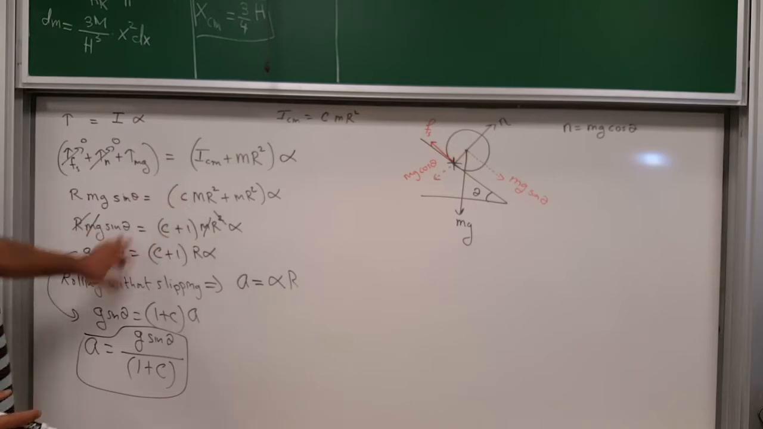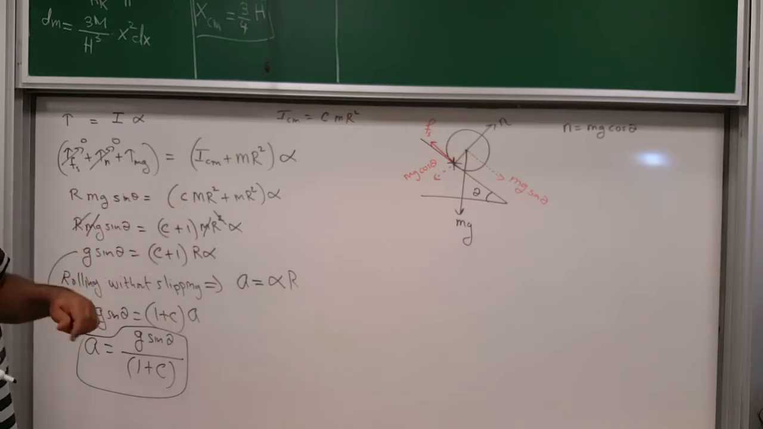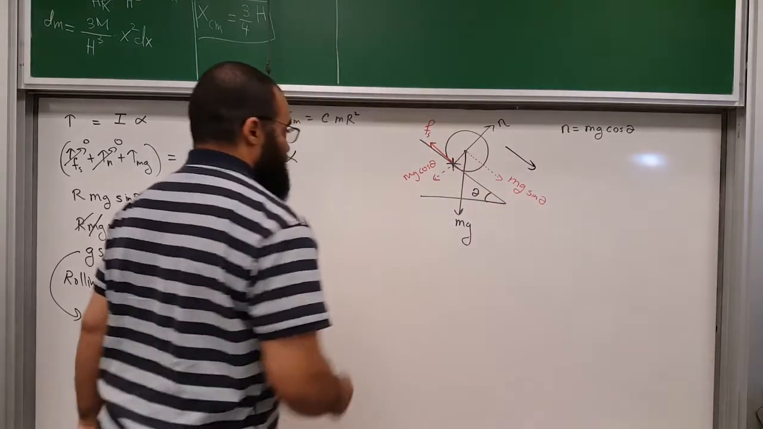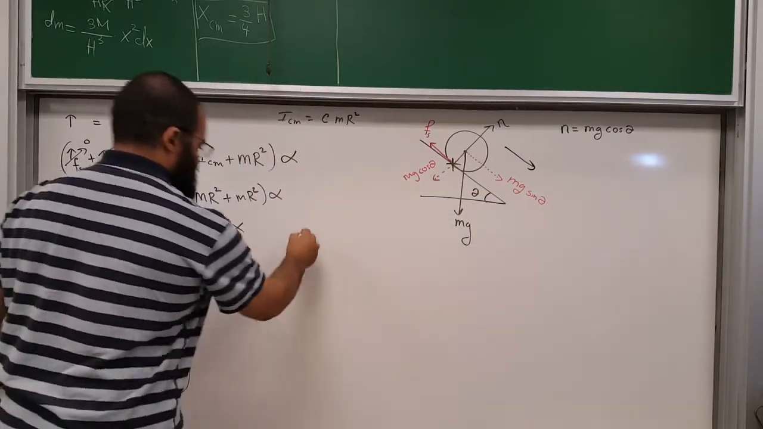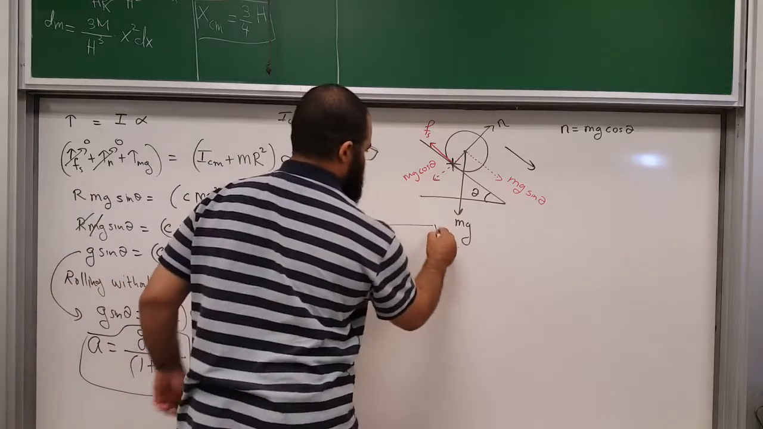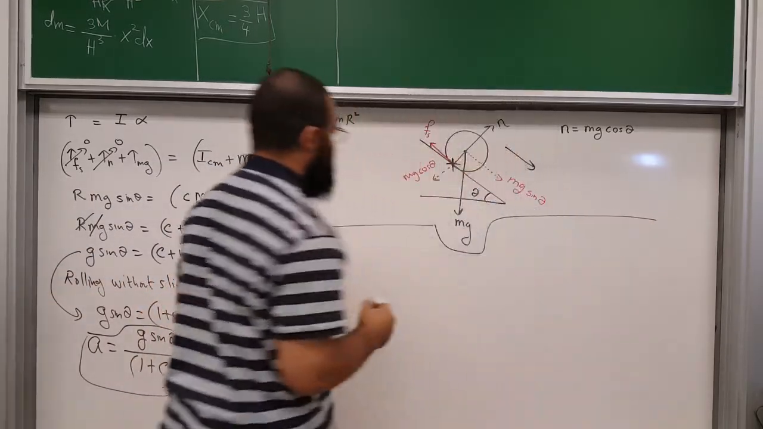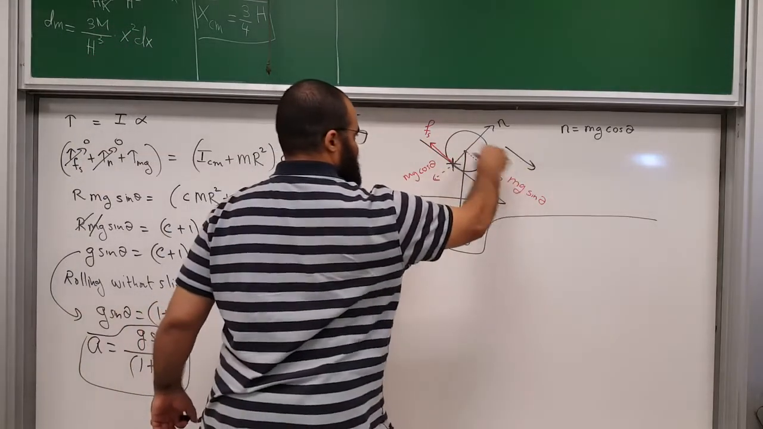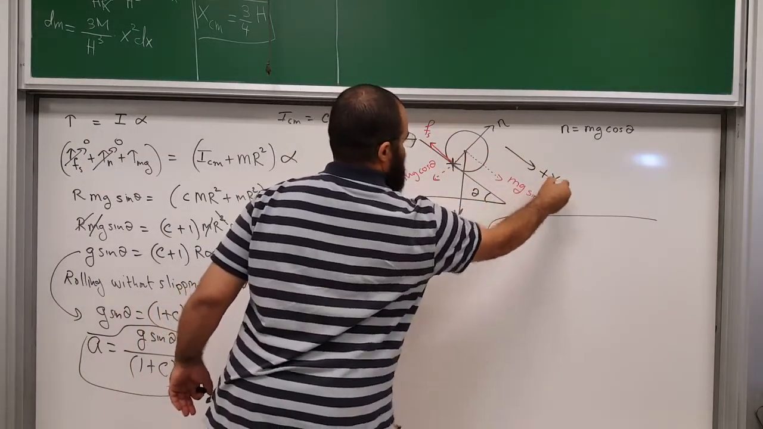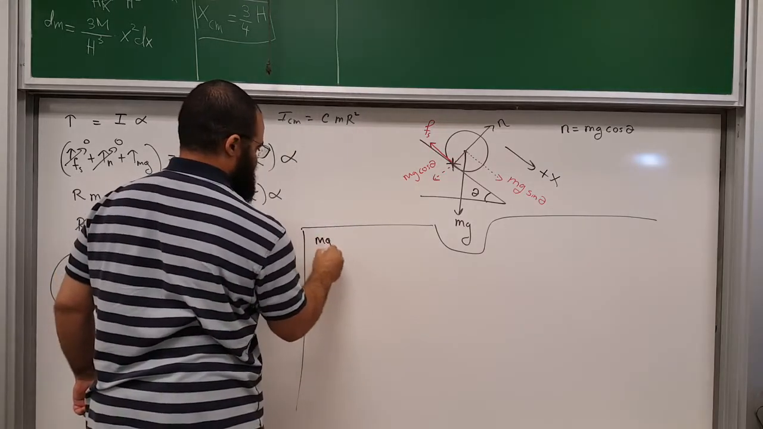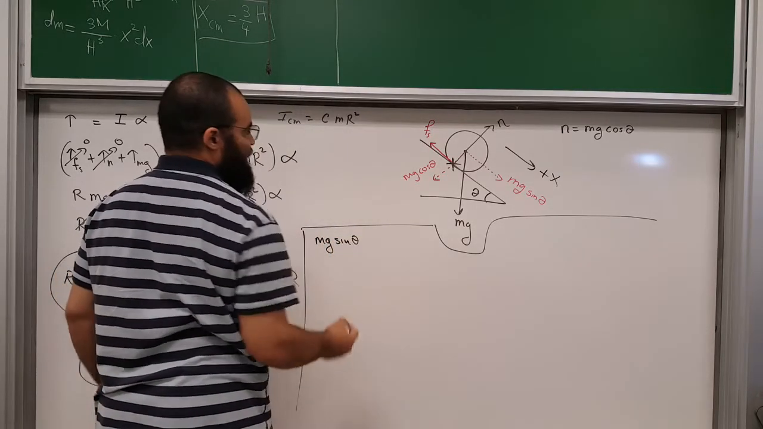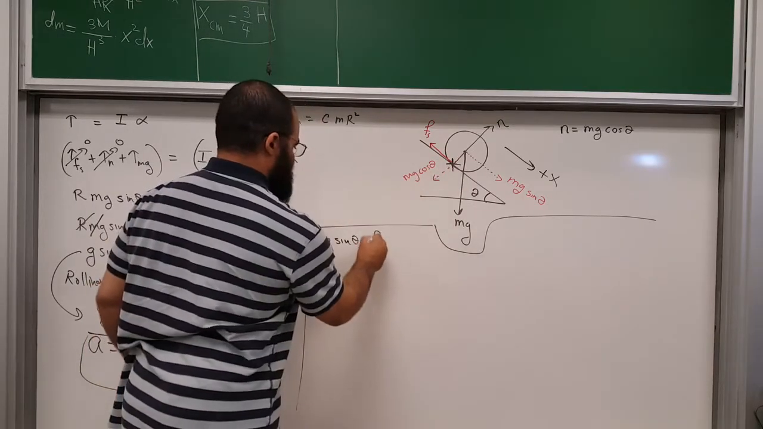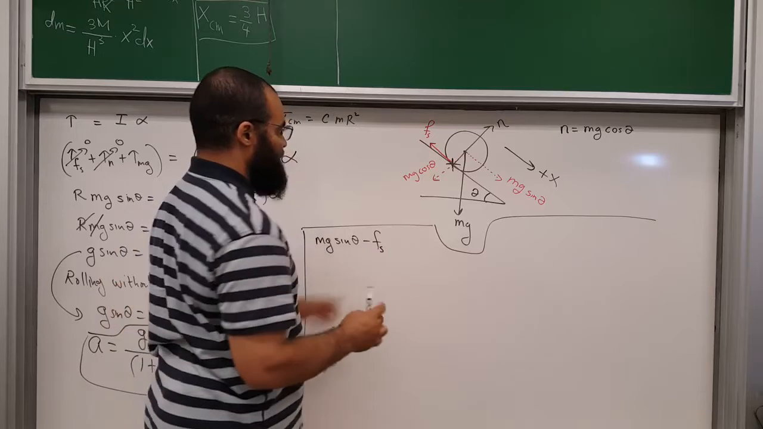Now let's look at the net force in this direction. Let's call it the x direction. So what is the net force there? I know that mg sine theta is in the positive x direction, so I have mg sine theta. I'm going to assume that the force of friction is up, so it's minus Fs, and it's parallel.